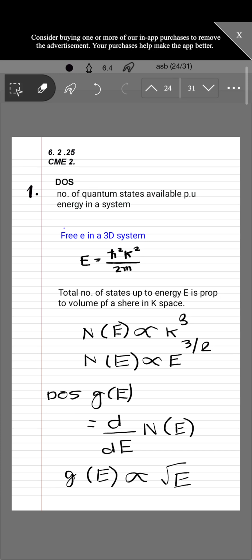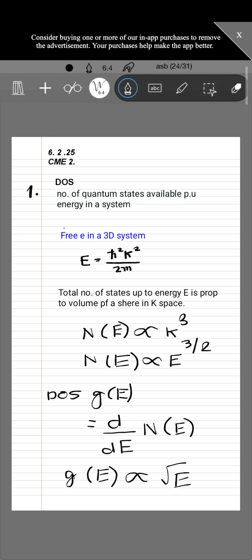Hello students, in this lecture we will be discussing density of states, and we will be plotting the density of states related to different confinements through MATLAB programming. First we need to understand what density of states is.